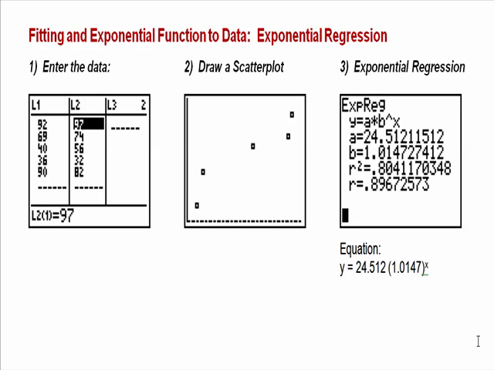And once it does the regression, it tells me that my a is 24.512, and it tells me my b is 1.0147. And then, since I've turned on my diagnostics, it tells me not only an r, but an r squared. And you'll notice that my r ends up being 0.896. Again, like we did with linear, the closer this is to 1, the better the data models an exponential function. So this models it reasonably well.